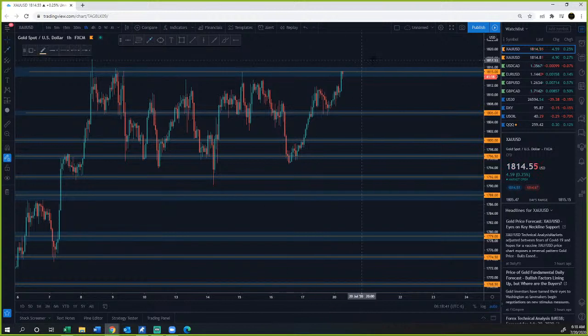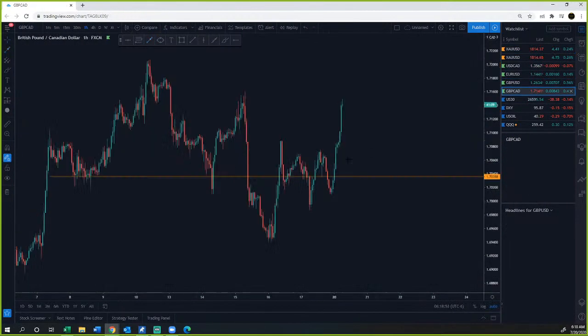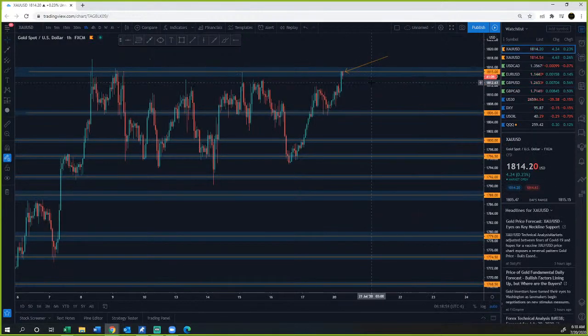Pound CAD ripped. Yeah, I was looking at that last night before I slept. I wanted to long pound USD or pound CAD on the hour, but I didn't put anything in. Oh, it went crazy. Holy smokes.